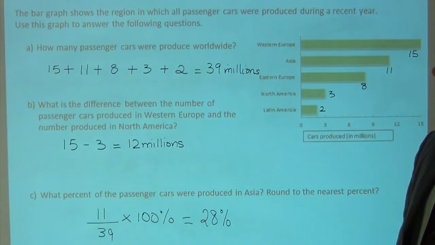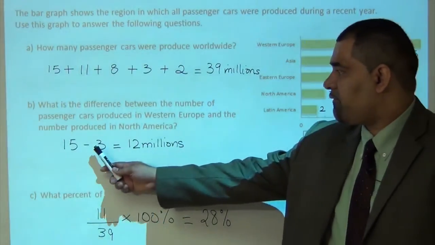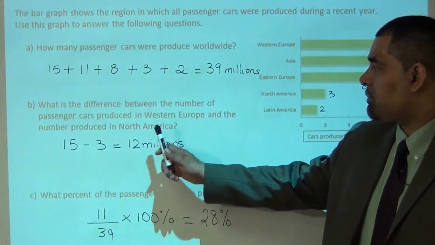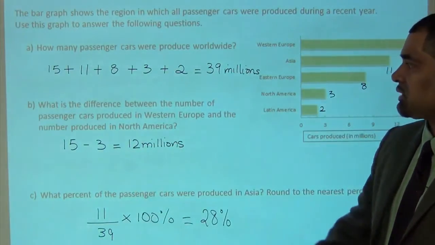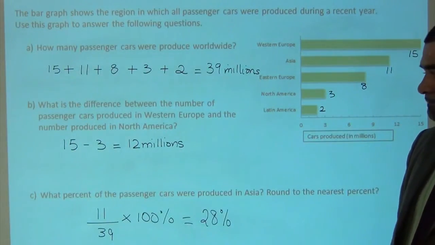Next question was, what is the difference between the number of passenger cars produced in Western Europe and the number produced in North America? So the difference was, in Western Europe, 15 million was produced. In North America, only 3 million was produced. After finding the difference, we had 12 million.